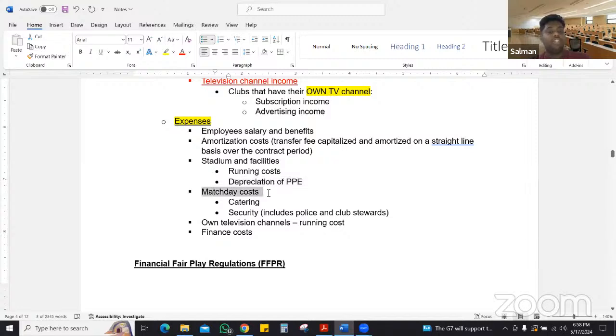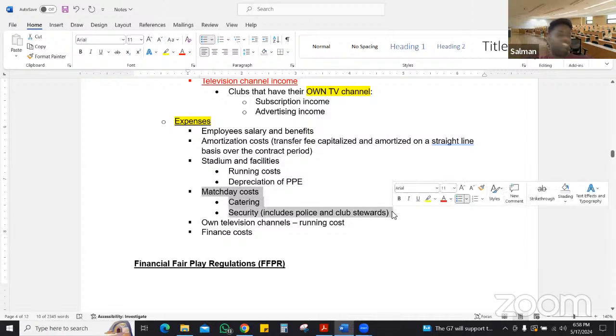match day cost. On the day of the match, you earn income, right? Refreshment income. But also there are expenses. You have to produce refreshments, catering costs, and especially security. This is something really, really, really serious.